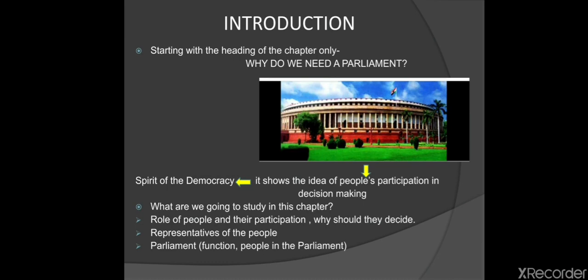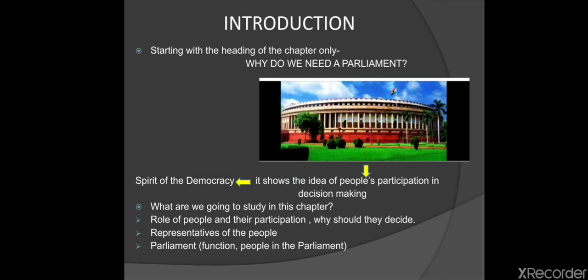First of all, you should know what is a parliament. Parliament is a law-making body of the country which helps in the smooth functioning of the country. Okay, and what is parliament made up of? Parliament is made up of members of the parliament. Now, who are these members of the parliament and how are they elected? So, all this we are going to study in this chapter.